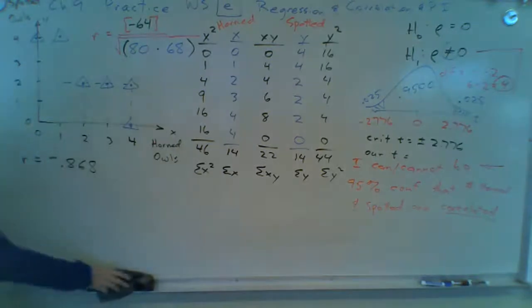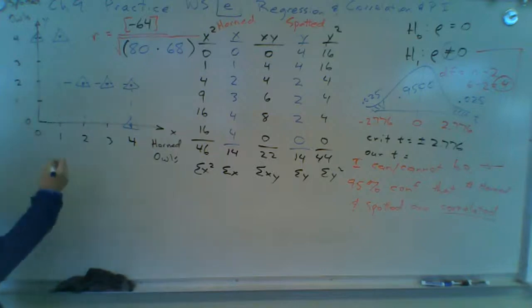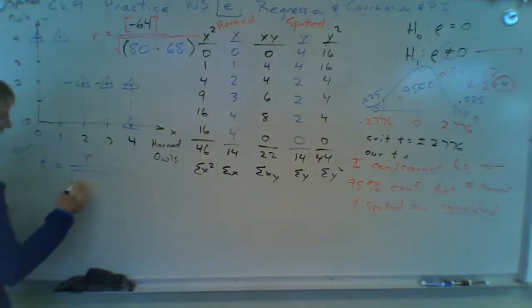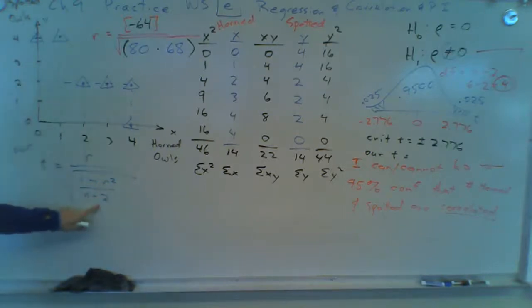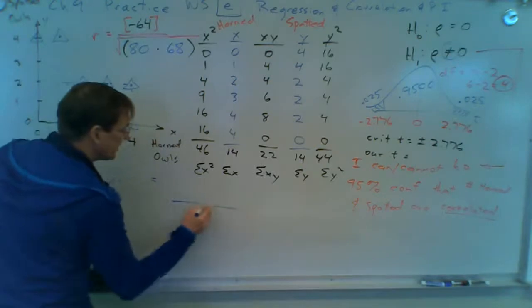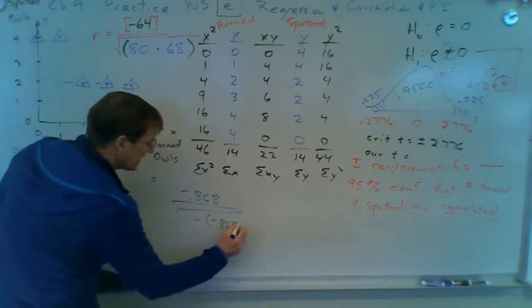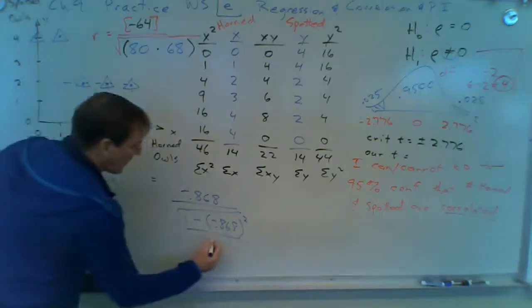Okay, here's the equation for our t. And this is the second equation at the top of your formula sheet. T is equal to, and this is step 3, r divided by the square root of 1 minus r squared over n minus 2. The denominator there is just the degrees of freedom, so we already know. So this equation is negative 0.868 over the square root of 1 minus negative 0.868 squared divided by degrees of freedom, which is 4.